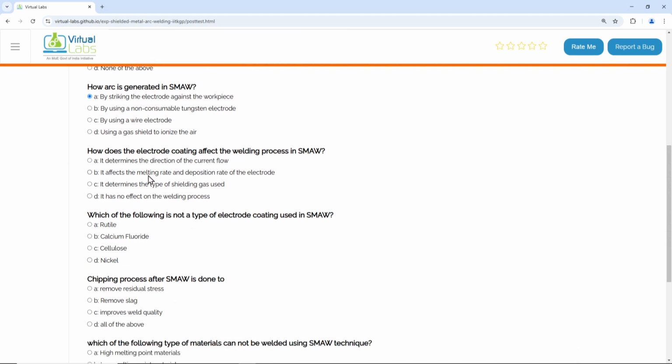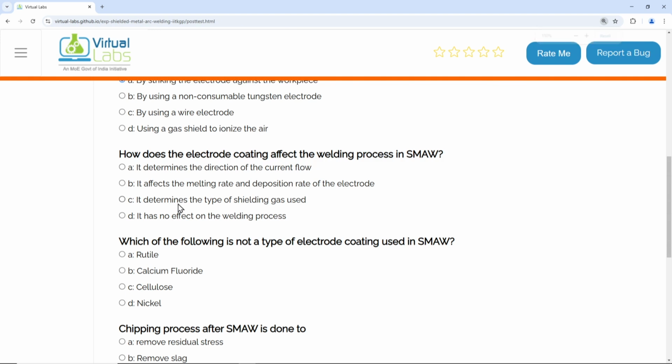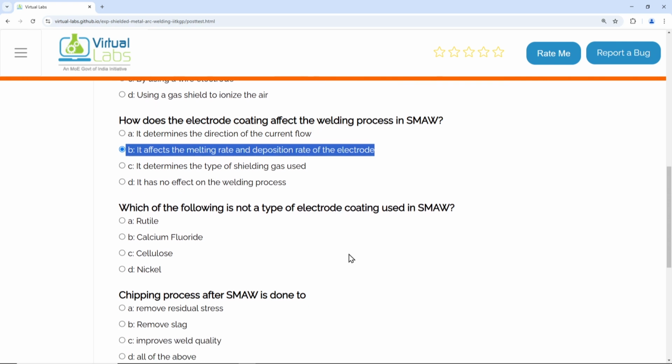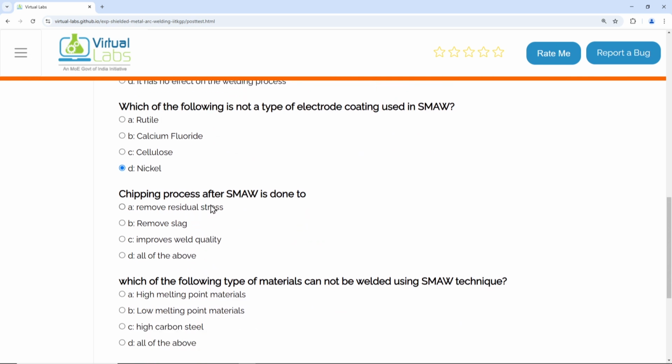How does the electrode coating affect the welding process in SMAW? It affects the melting rate and deposition rate of the electrode. This is the effect it creates. Which of the following is not a type of electrode coating? Electrode coating is of multiple types. It could be rutile, no. Calcium fluoride, no. Cellulose, no. Nickel coating is there. Chipping process after SMAW is done to remove the slag.